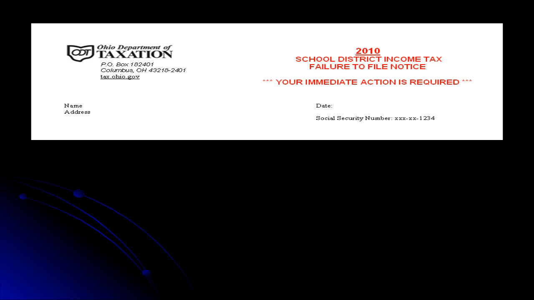As you open the letter, in the top right of the page you will see the tax year, the type of tax, and that it is a failure to file notice. You will also see that your immediate action is required. As you move down the page, on the left-hand side you will see your name and address and the notice ID number. On the right-hand side you will see the date of the letter and the last four digits of your Social Security number. In the upper left-hand corner is the address for the Ohio Department of Taxation.